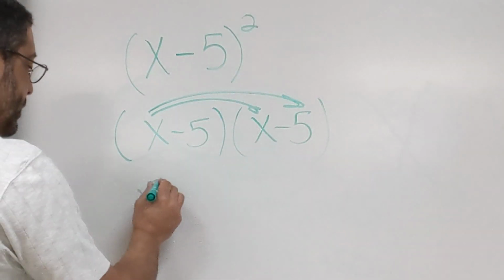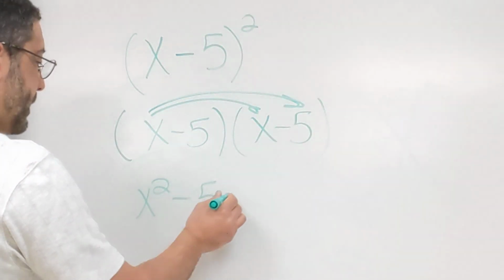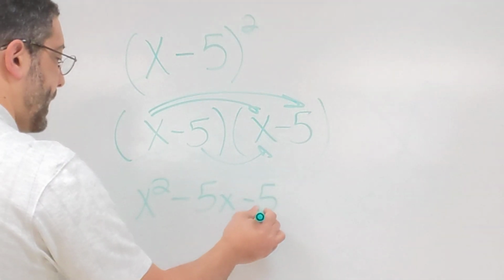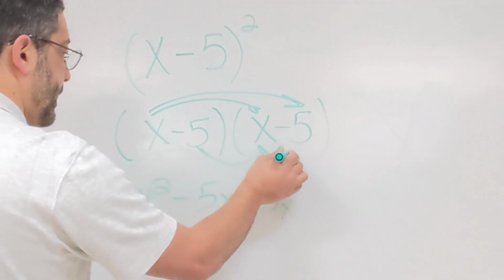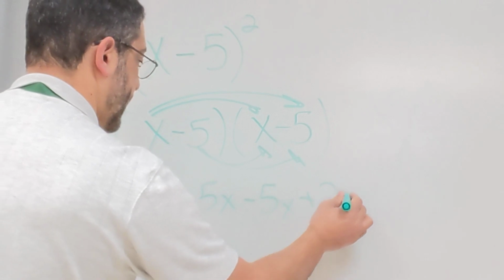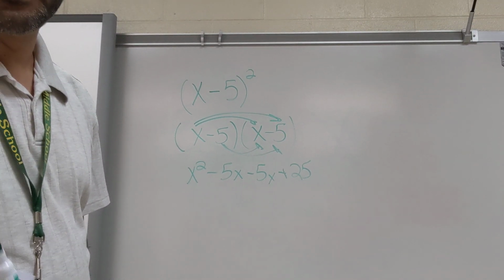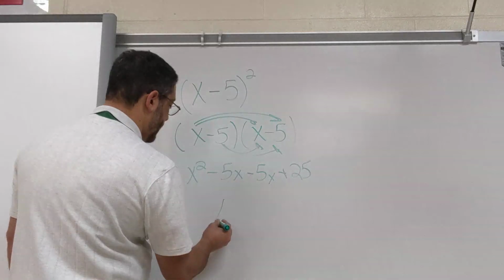So that would give me x squared minus 5x minus 5x plus 25. And then when I go to write that in standard form, I would have x squared.